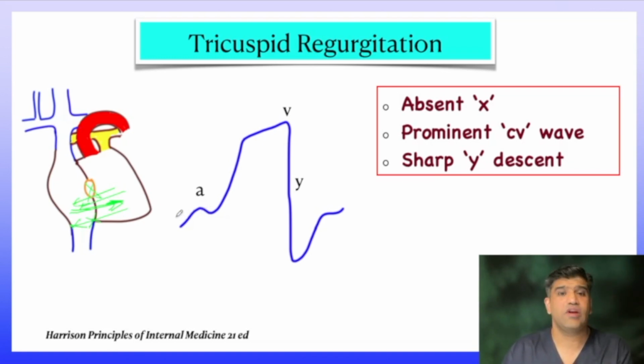Now let's correlate it with the JVP. Atrial contraction. We have blood in the RA.